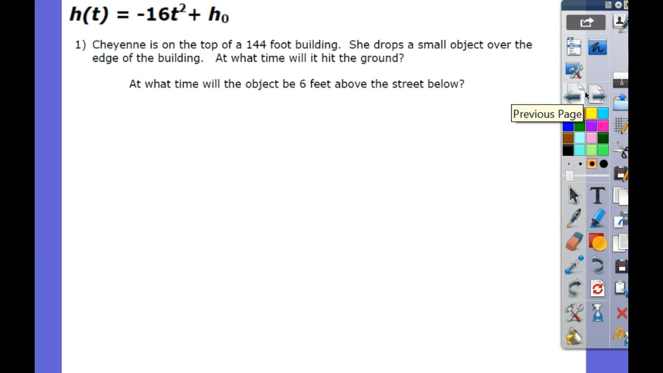This is a continuation of the same problem. So she's still on top of the building. She dropped it down. But now we're asking a different question. Instead of how long will it take to hit the ground, how long will it take to be 6 feet above the ground?